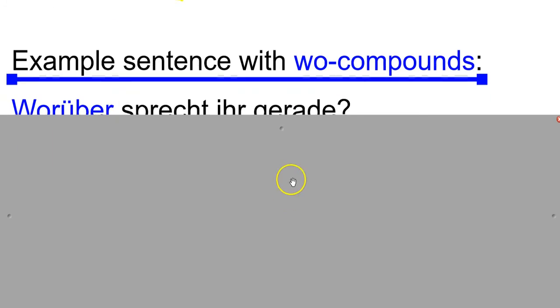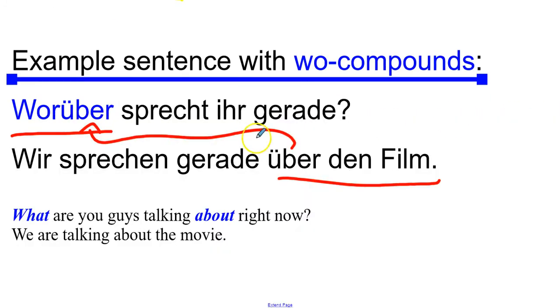With a wo compound sentence. Worüber sprecht ihr gerade? Like, what are you talking about right now? What are y'all talking about? Wir sprechen gerade über den Film. So when you're asking a question, you can use the wo compound and then in the response, expand upon that. Once again, über begins with a vowel, so we have a buffer R.